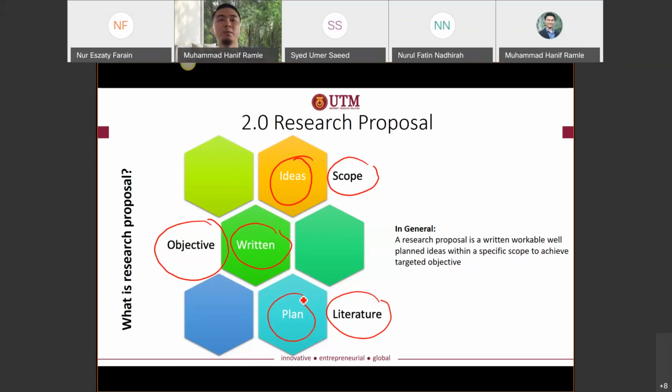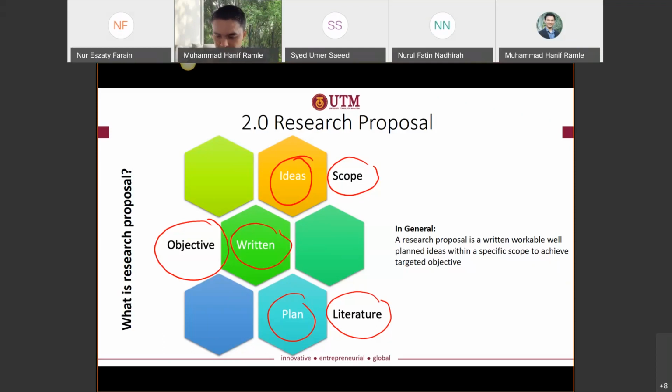You have to plan properly. There is one quote from a scholar. The quote is like this: if you fail to plan, meaning that you plan to fail. So meaning that you have to plan wisely. If no plan, then you plan to fail. So plan is very important in your research.